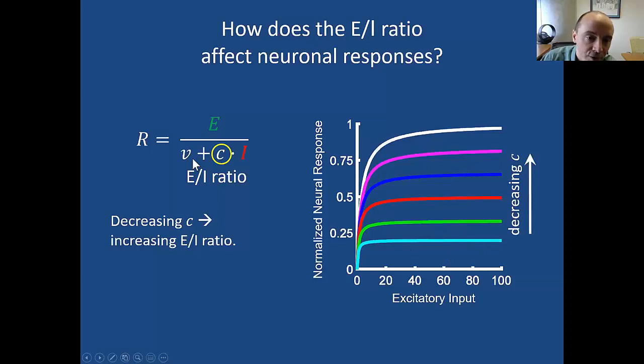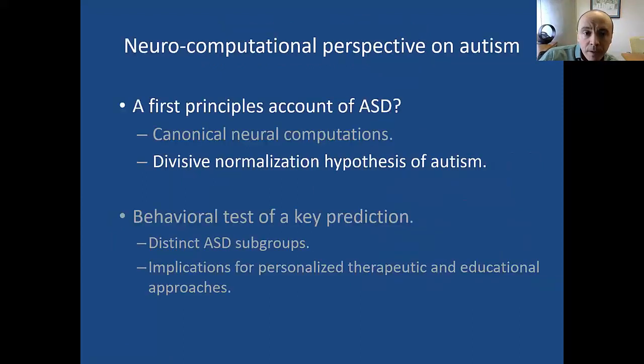If we instead changed this stability parameter, what you would get is, rather than a function that looks kind of like a logarithm here, an S-shaped curve. So it pulls the inflection point to the right or to the left. Okay, so when I discuss canonical computations, these are the kinds of computations that I'm referring to. So how might this be related to autism?